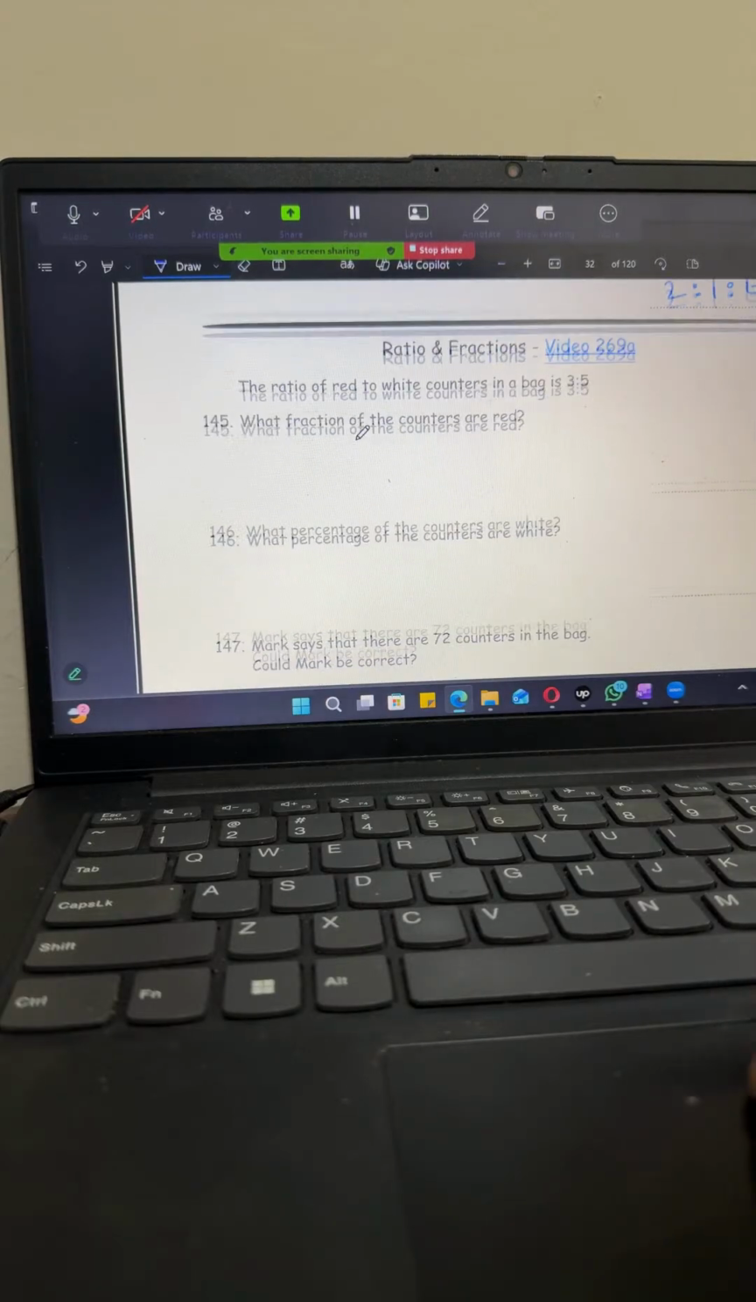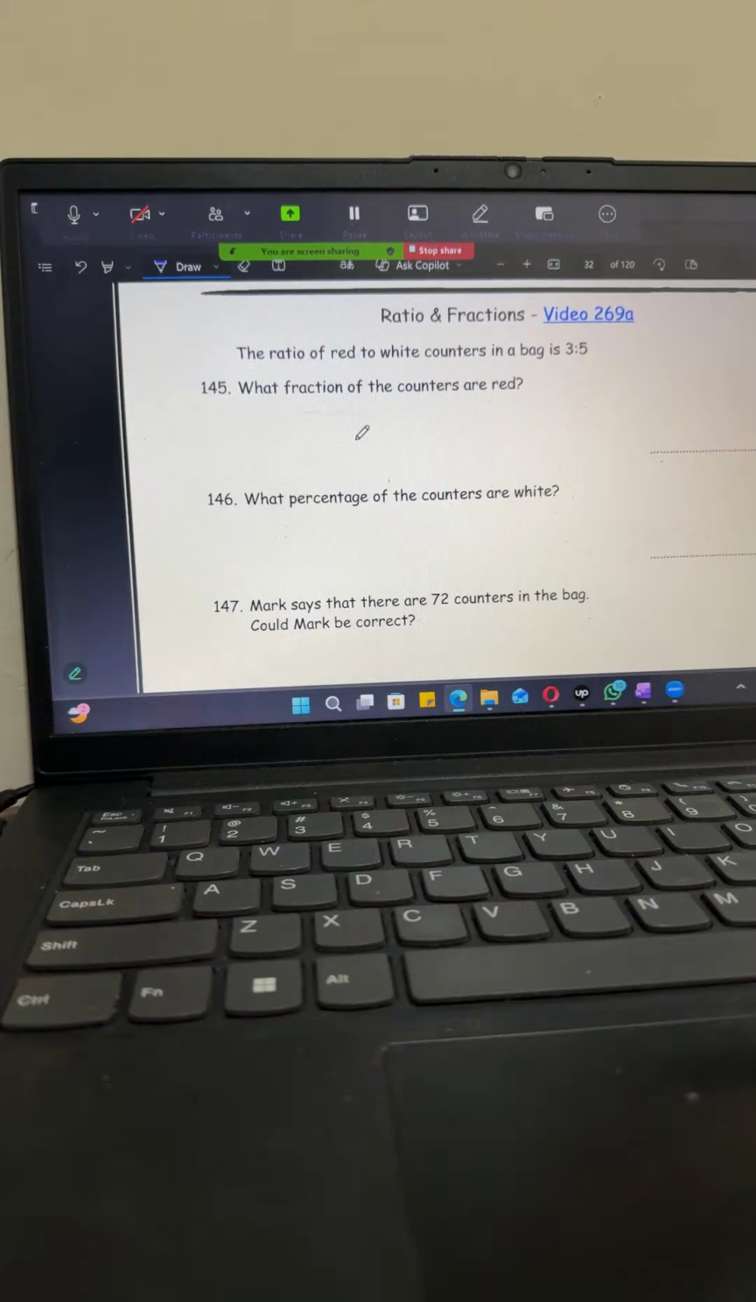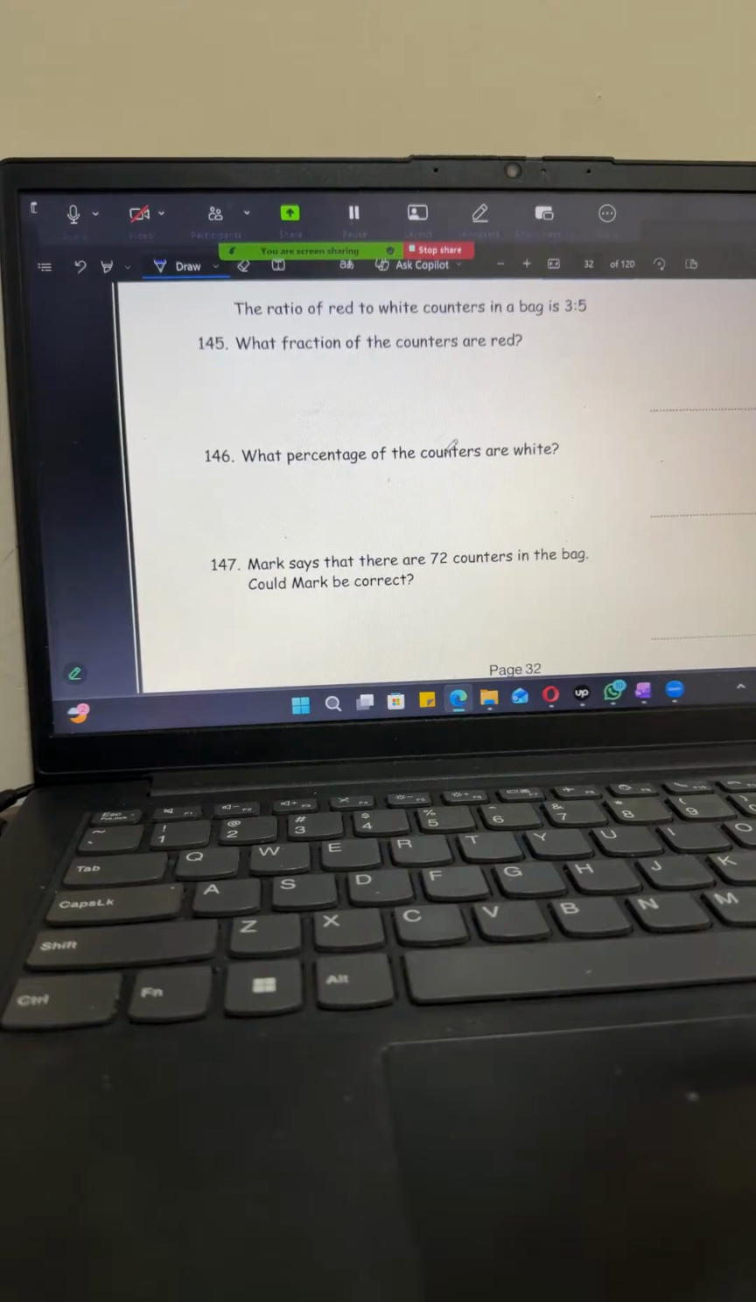Okay, can you do these ones? Ratio and fractions. The ratio of red to white counters in the bag is 3 to 5. What fraction of the counters are red? Now you have to find out the parts. Do you know how we find the parts? I think we add the ratios together to give us 8. And we know that red is 3, so it'll be 3 over 8. Well done, 3 over 8. That's our answer.